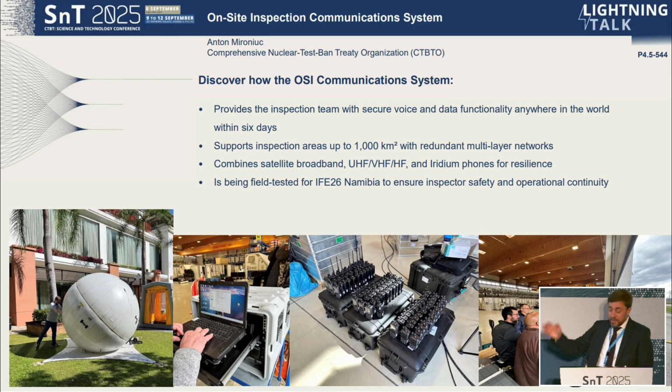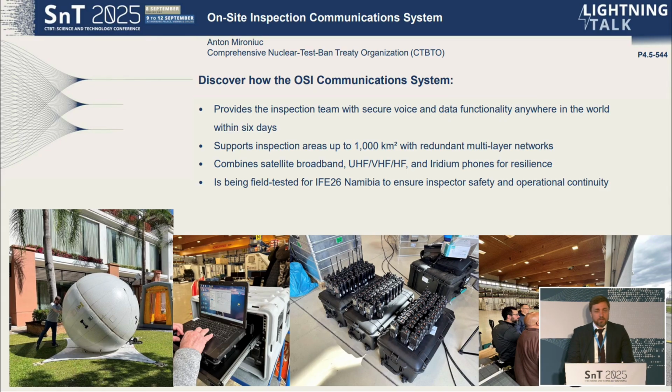I'm responsible for the network, for the OSI communications network, and this network exists only because the inspection team has the right, according to the treaty, to always communicate between themselves and back to the PTS at whatever moment they wish to. So what we are doing is that we try to stay up to date, and we constantly follow the technology.